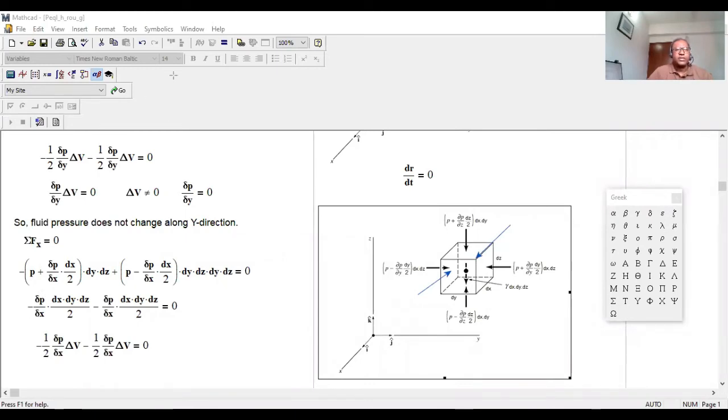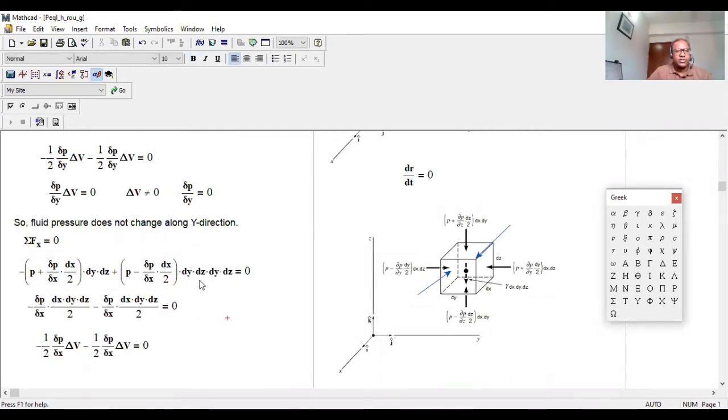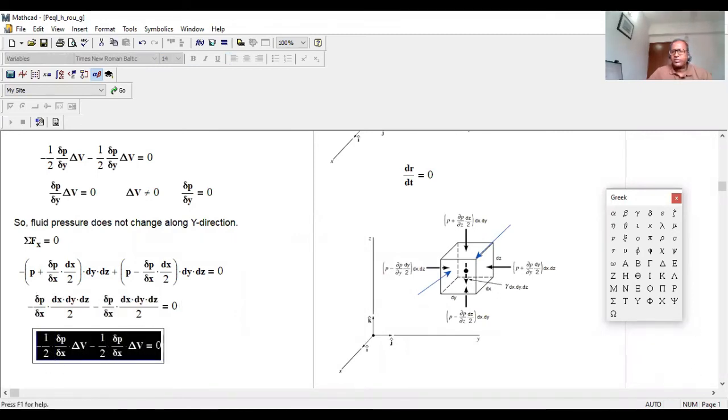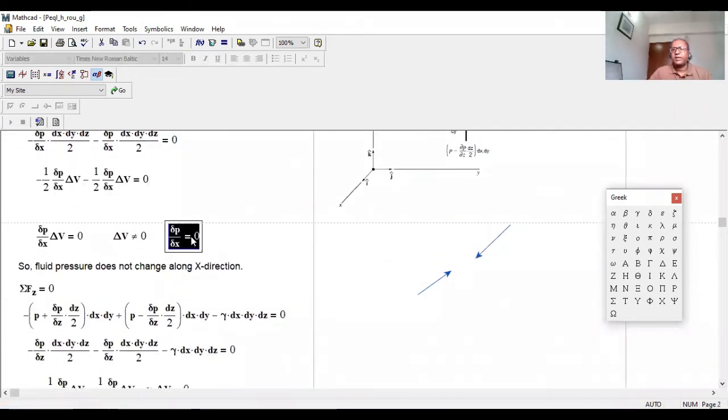Okay, so you see right over here, this is my pressure, this is area. Similarly, this is pressure and this is the volume. I put dy, what is that area? dy into dz, right? So why did I put this twice? Now this p term will be out. You have similarly this term. So you can say half delta p by delta x into del v equal to 0. And similarly, you can say from there that del p by del x equal to 0.